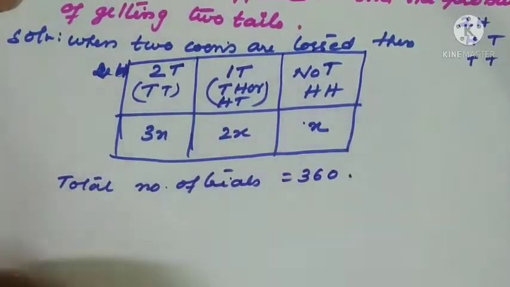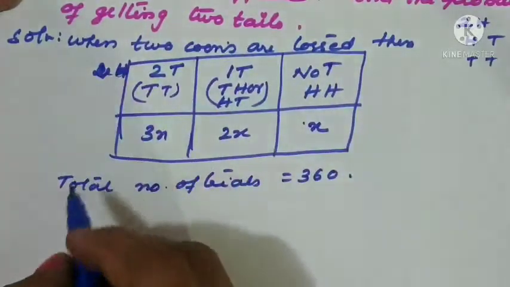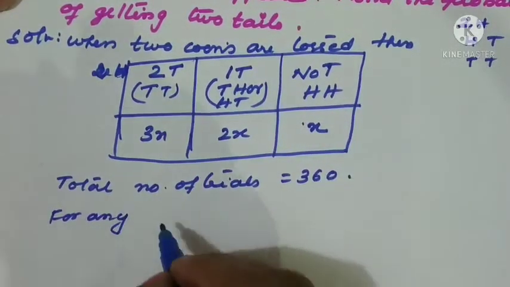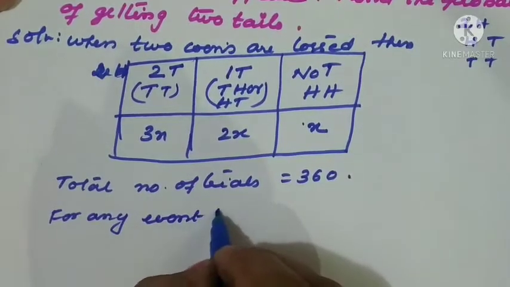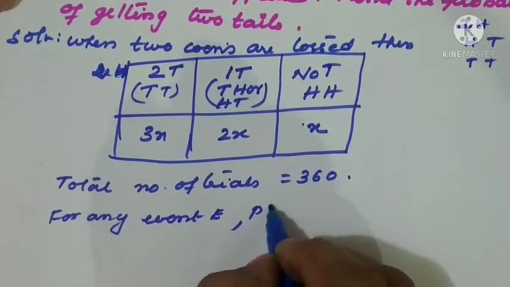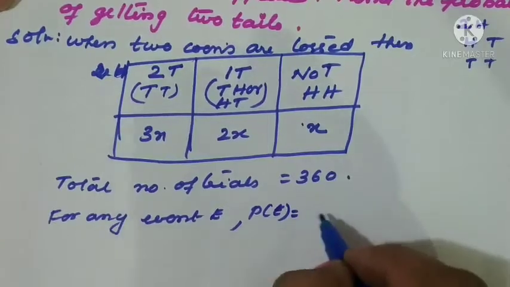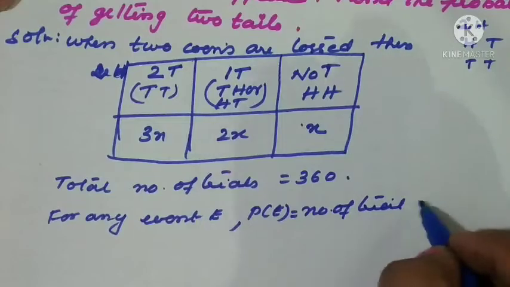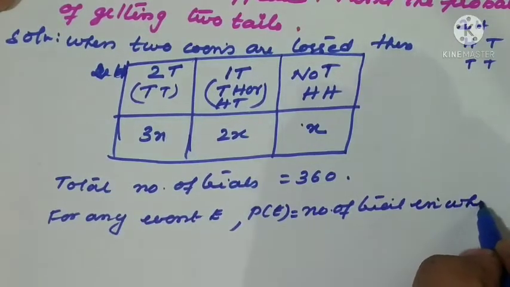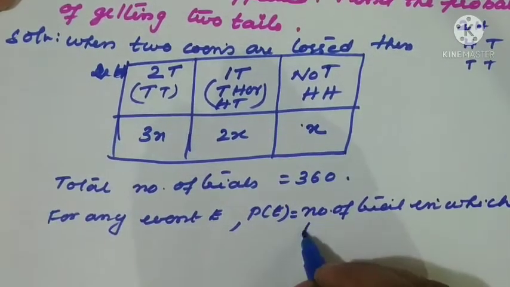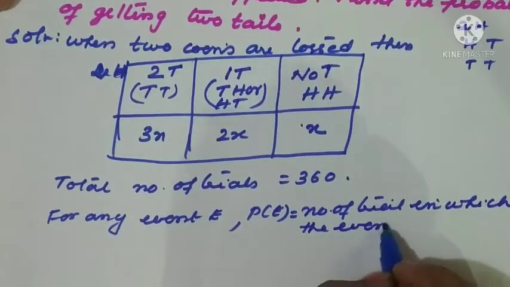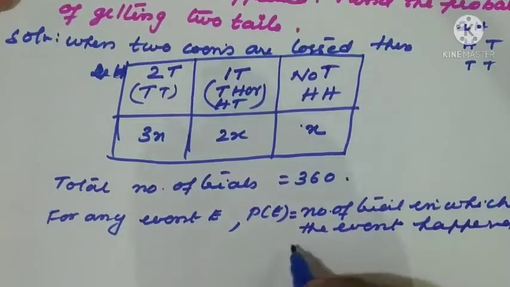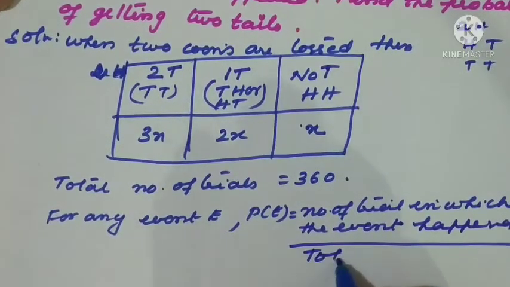Now since it is a 3-mark question, table must be there and the steps should be there. For any event E, P of E equal to number of trials in which the event happened divided by total number of trials.